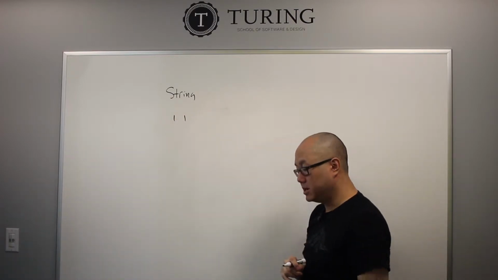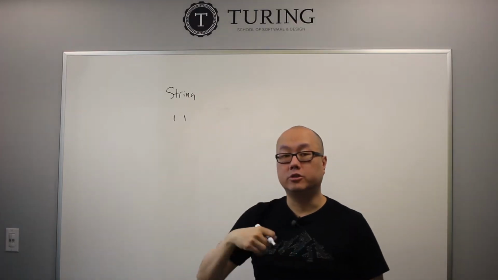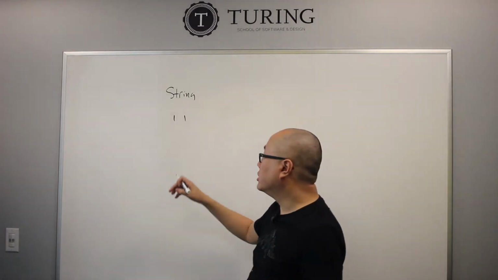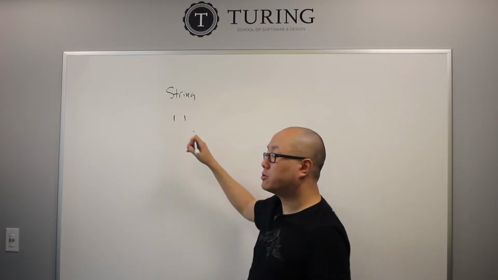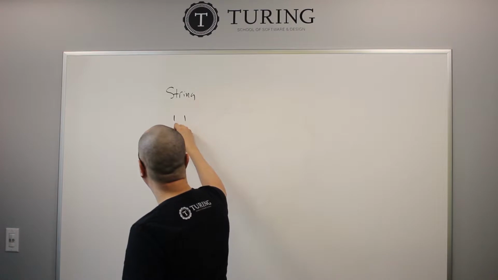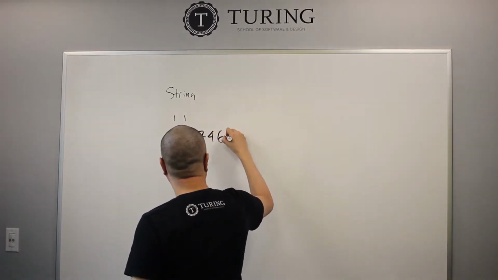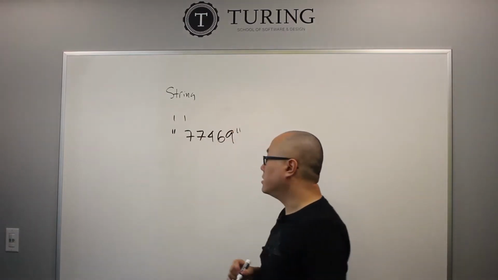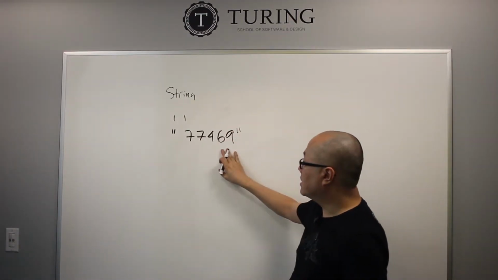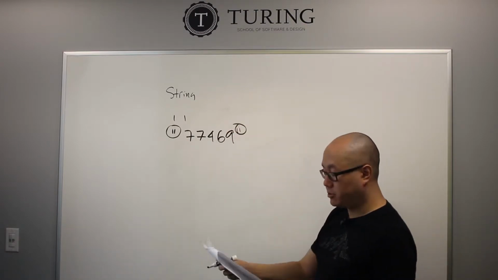This here is a string. A string has to be contained in two quotation marks that match. So this is a single quotation mark, and that is a quotation mark, so that is indeed a string. This here is a string. It is contained by two matching quotation marks.